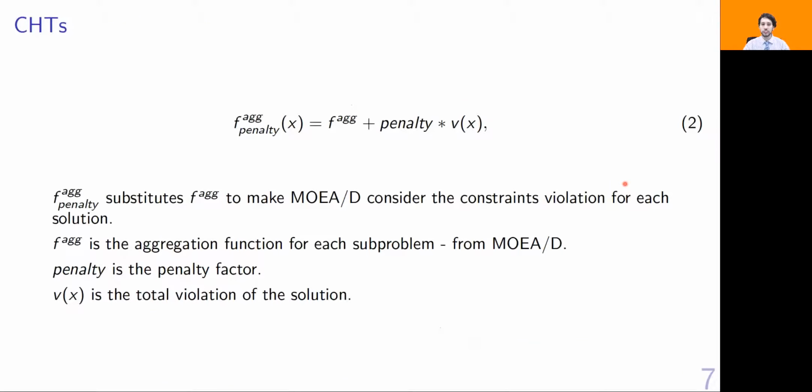So how do we use CHT in MOEA? We have the aggregation function when considering penalty. It substitutes the aggregation function from MOEA to consider constraints. We have the penalty factor that depends on the CHT technique, and we have the violation of a solution. The violation of a solution depends on the problem. So for each aggregation function that we had before, we change to this new one when considering the penalty and the violation.